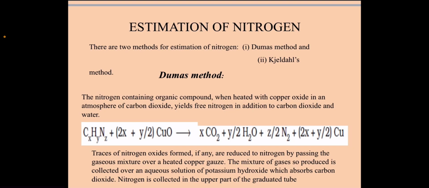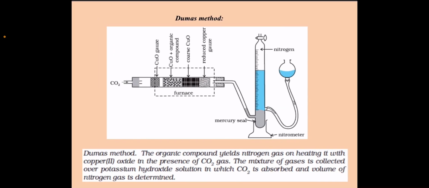Traces of nitrogen oxides, if they formed, are reduced to nitrogen by passing the gaseous mixture over heated copper gauze. The mixture of gases so produced is collected over the aqueous solution of potassium hydroxide, which absorbs carbon dioxide, and nitrogen is collected in the upper part of the graduated tube. So this is the setup for the Dumas method.